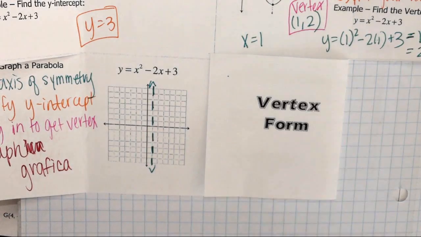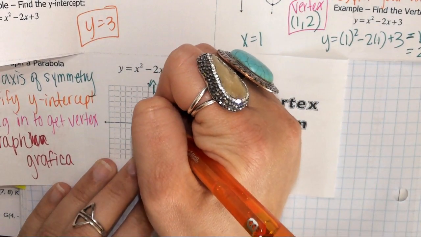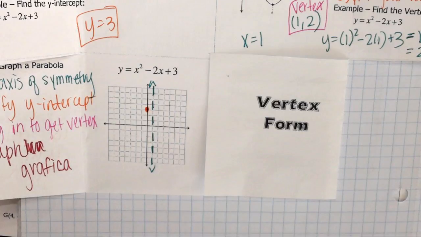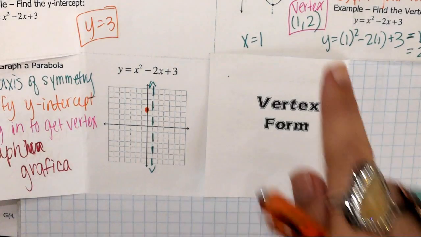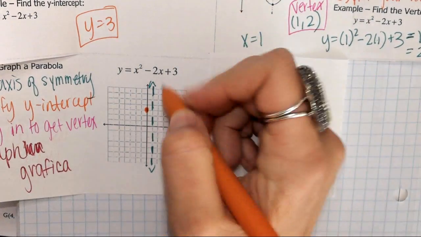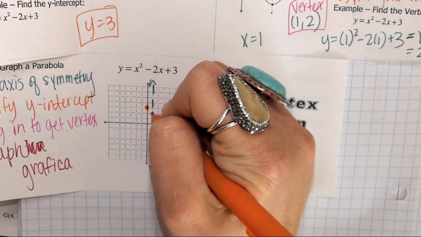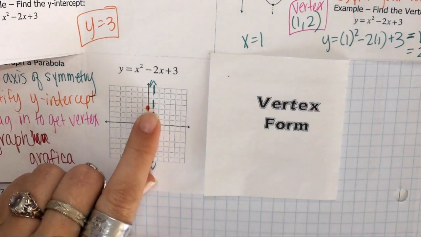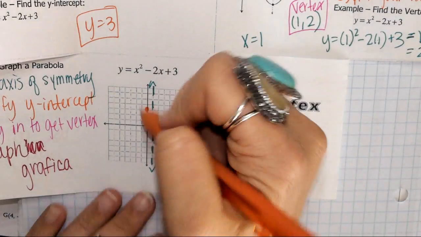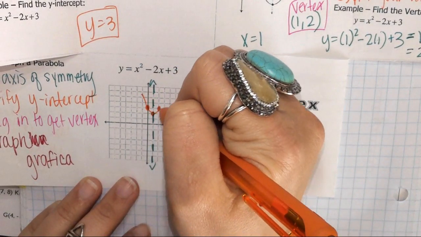Alright, what was our y-intercept? Three. Good. So we go up 3. What was our vertex? Look back. 1, 2. Now, do we have enough to make the U? No. But if it's 1 unit away here, how many does it have to be over there? Yep, you can just flip it. Ta-da!